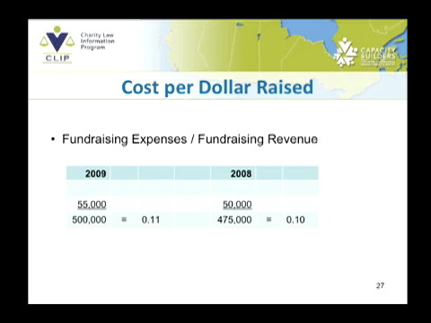So in 2009, $55,000 was spent on special events and raised $500,000, so 11 cents per dollar raised. If we look at the previous year, $475,000 in revenue, spent $50,000, so it's 10 cents per dollar raised. So when you look at that, you'd think, okay, we spent an extra $5,000 to get an extra $25,000. And if that number was bigger, if it was 10 cents and it went up to 20 cents, you're thinking, we're spending a lot more money and not getting much in return for it.